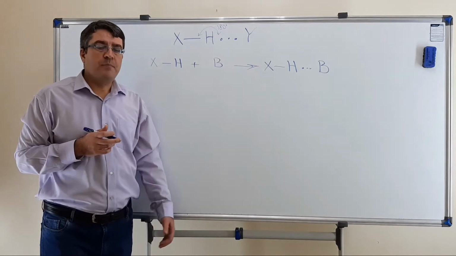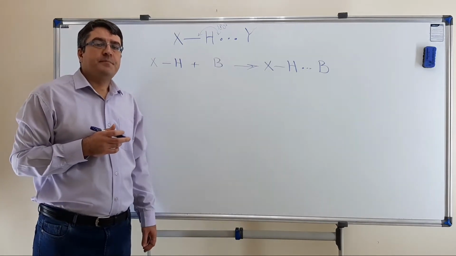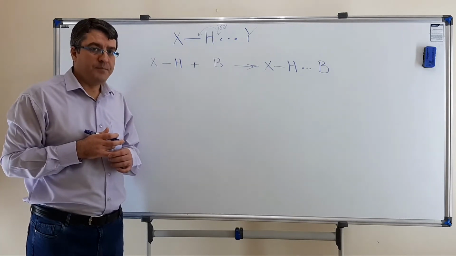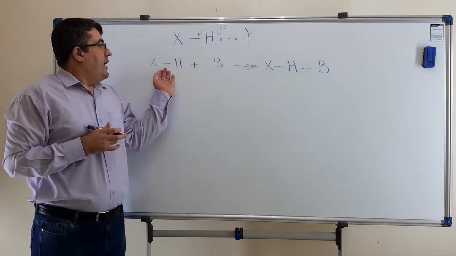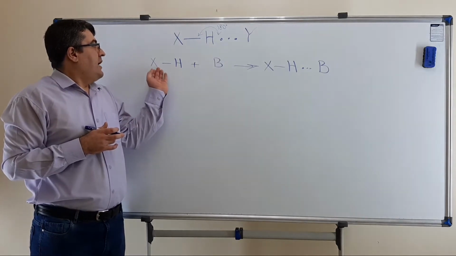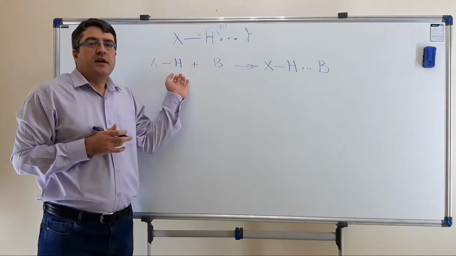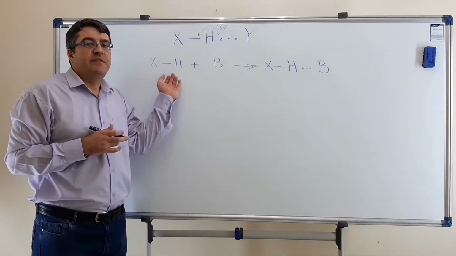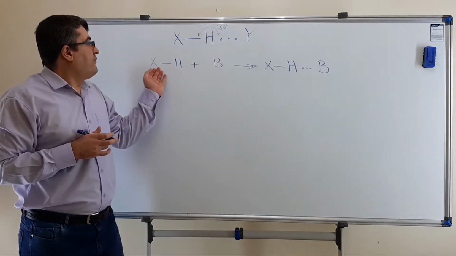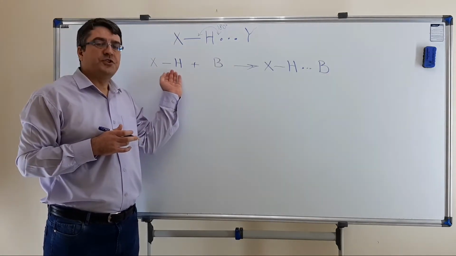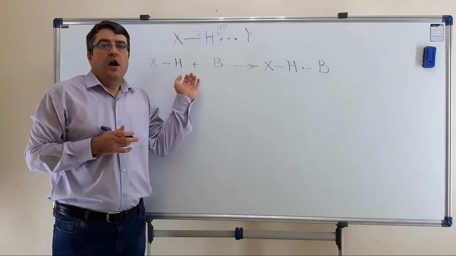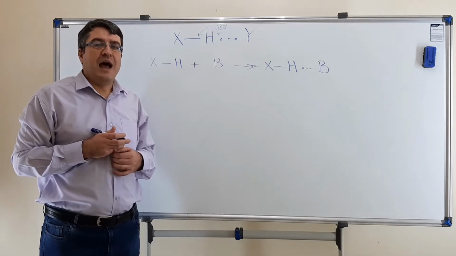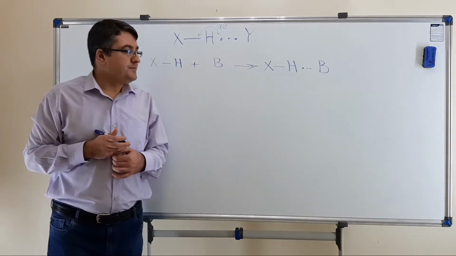Here it is good to mention that from the point of view of Pearson hard soft acid base concept, Lewis acids XH are a kind of hard Lewis acids, based on the simple observation that they form their stronger hydrogen bonds with fluorine, oxygen, and nitrogen, which can be assumed as hard Lewis bases.